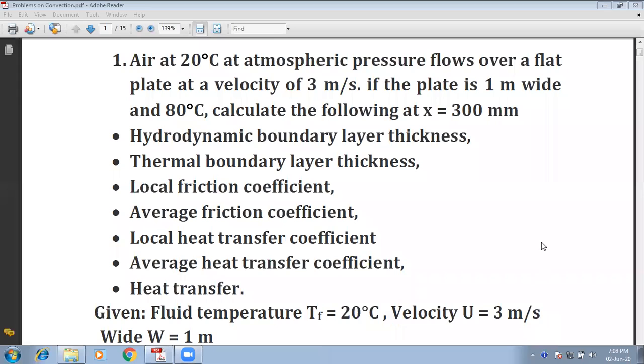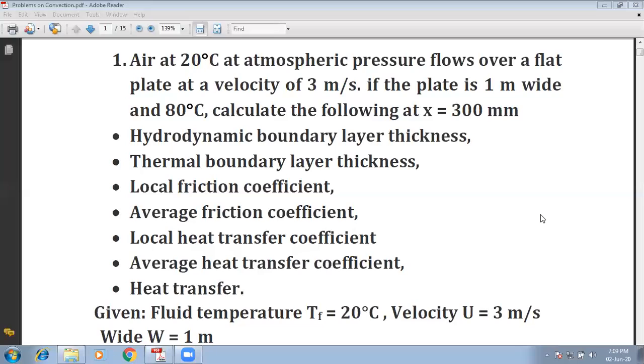Today we will discuss a couple of problems on convection. The first problem is like this. Air at 20 degrees Celsius at atmospheric pressure flows over a flat plate at a velocity of 3 meters per second. If the plate is 1 meter wide and 80 degrees Celsius, calculate the following at x equals 300 mm.